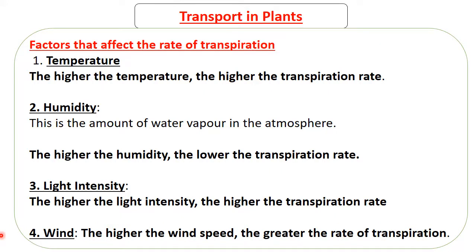Finally, wind. The higher the wind speed, the greater the rate of transpiration. What does this mean? Usually there is some water on the surface of leaves. If there is no wind, it will be difficult for the water inside the leaves to diffuse out, because there is water already on the surface. But if there is wind, this wind is going to blow off the water on the surface. Therefore, the water inside the leaves is going to diffuse outside the leaves easily. So the higher the wind speed, the greater the rate of transpiration.